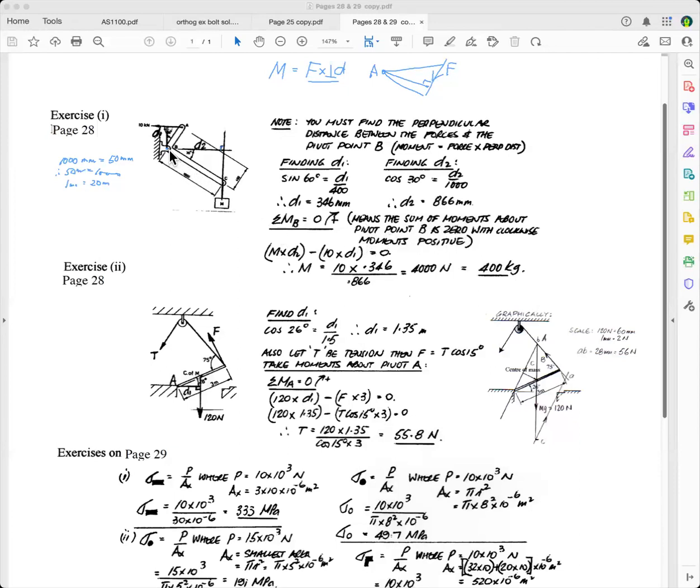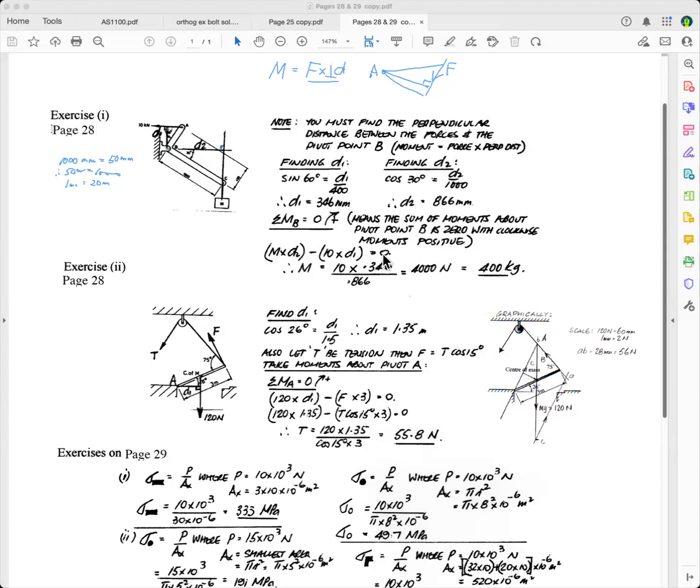And so you take moments about here. So this is a mass, and we've got to find the mass, but we're going to use force and then just divide it by 10 to find the mass. So we've got M times D2, and that is going to go clockwise, in that direction, so it's positive, minus 10 kilonewtons times D1 equals 0.